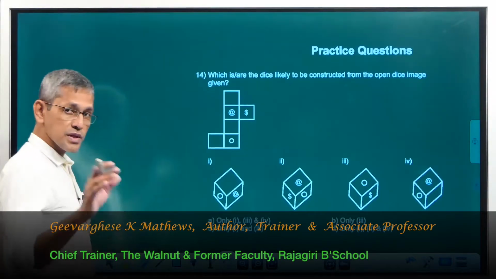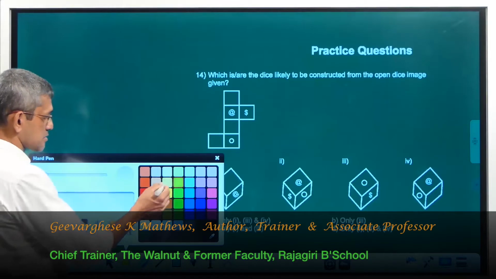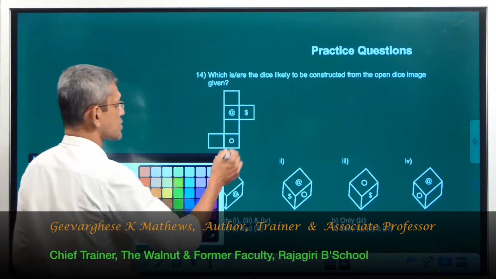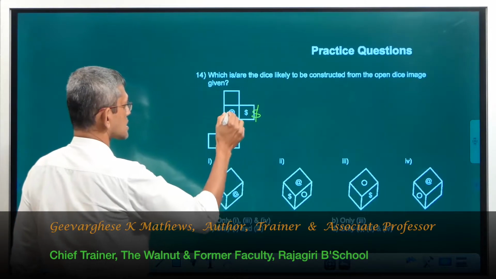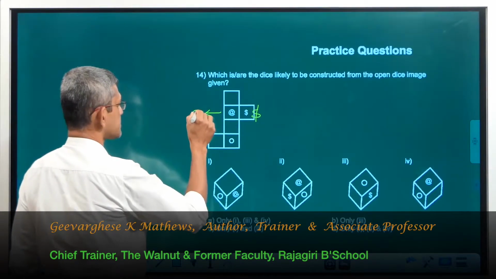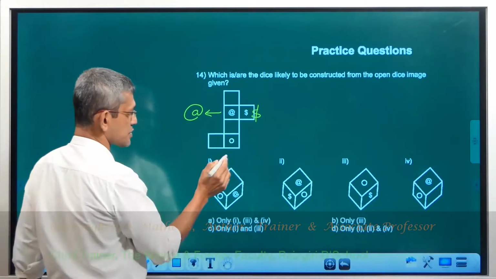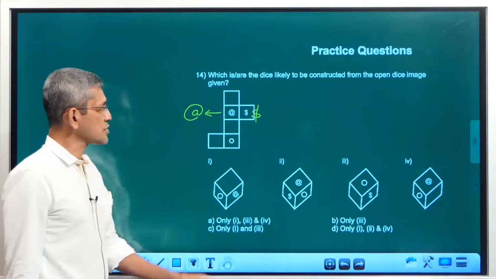I'm not sure whether you can see these images because some of them are pretty small. So let me write it out. This is a dollar sign. This is an at sign. And this is, of course, just a circle. So this is what you have.